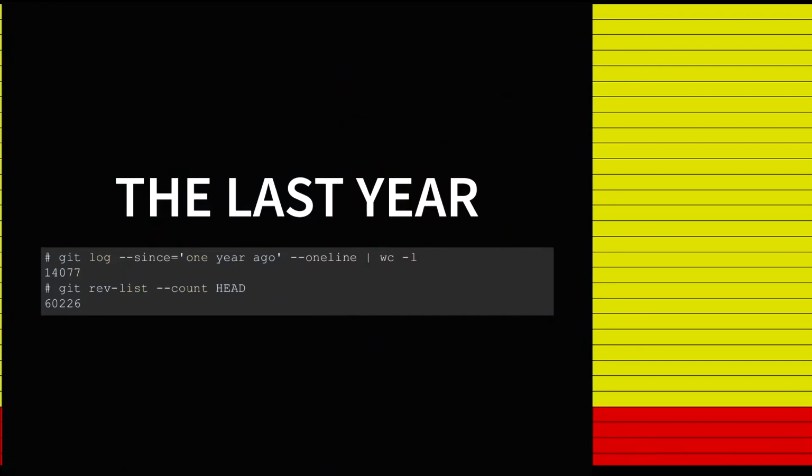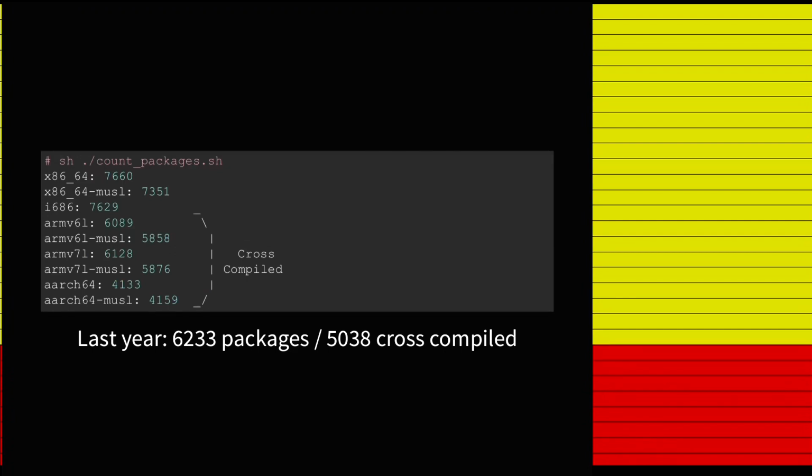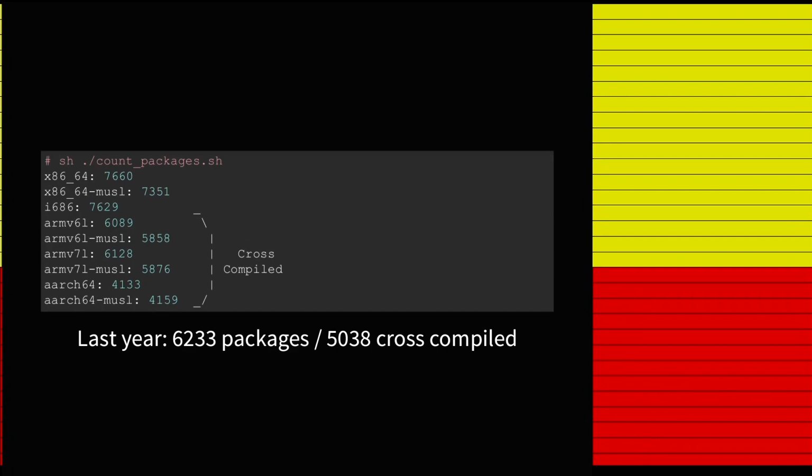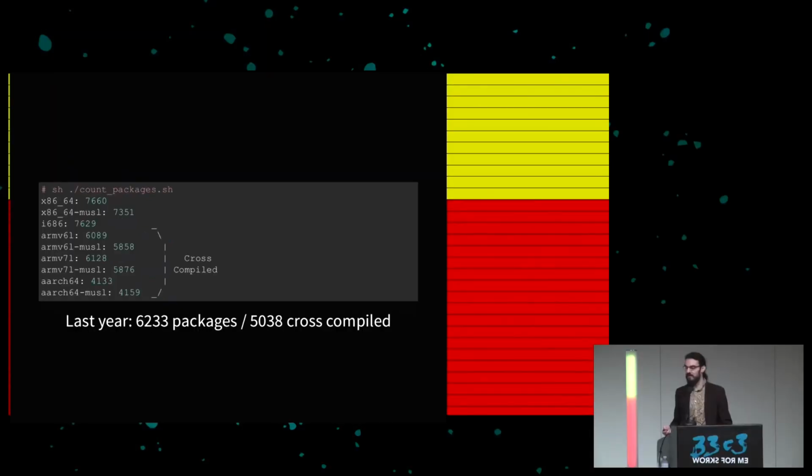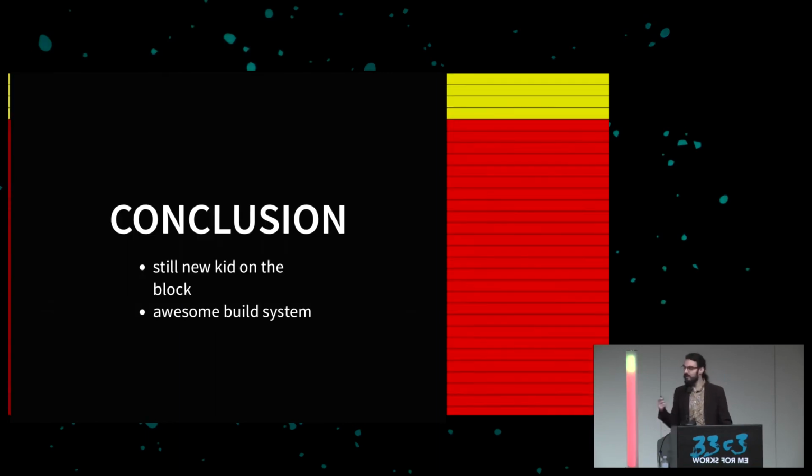Okay, in the last year, 14,000 commits. Our package database is around 60,000 commits each. Very fast. We've got 7,000 packages on x86 and 6,000 packages on ARM, and we are growing about 1,000 packages since last year's talk. Okay, conclusions. Still the new kid on the block, awesome build system.